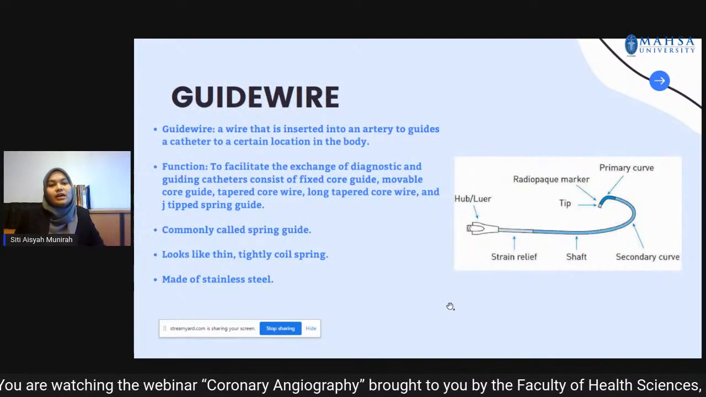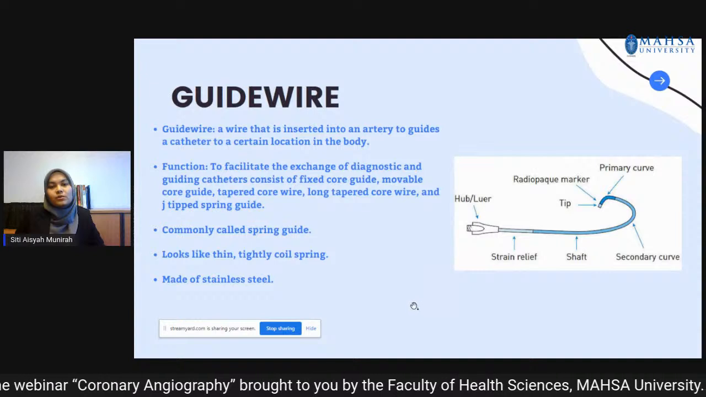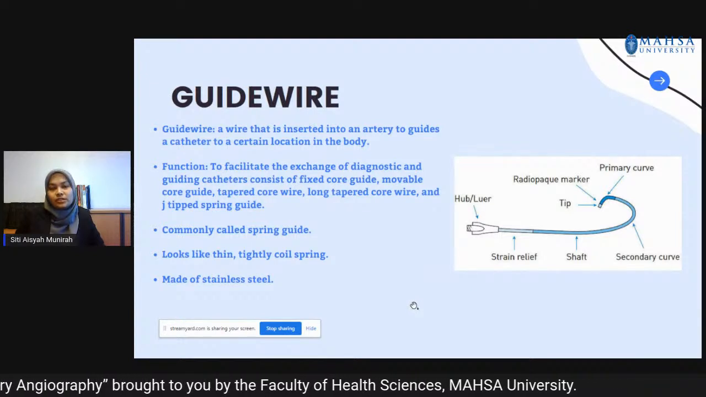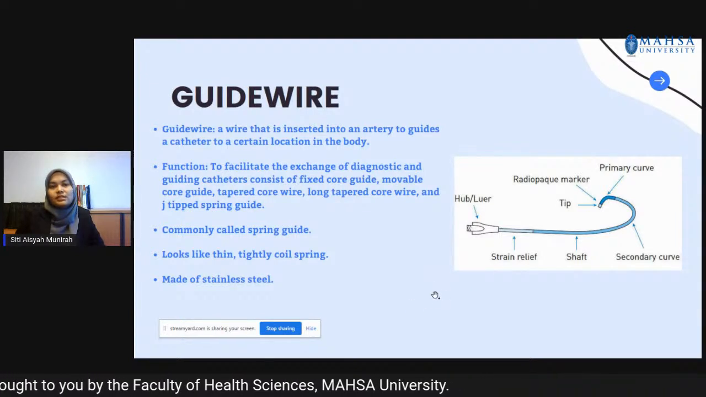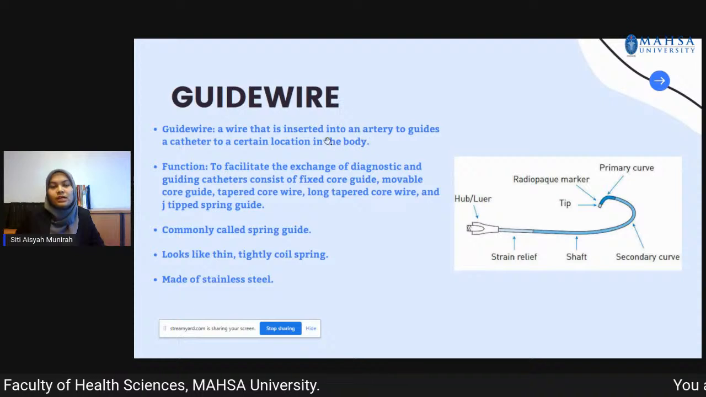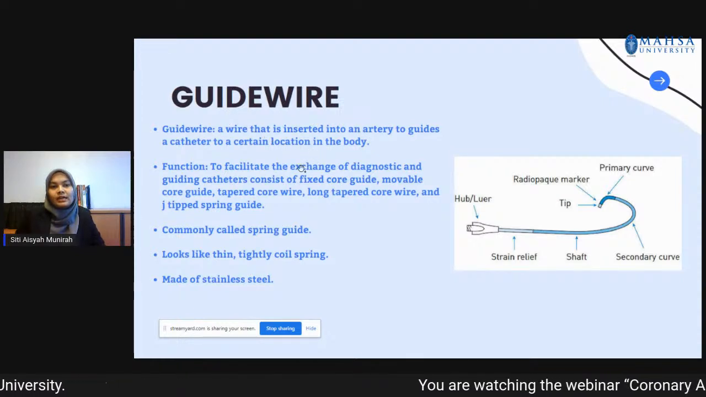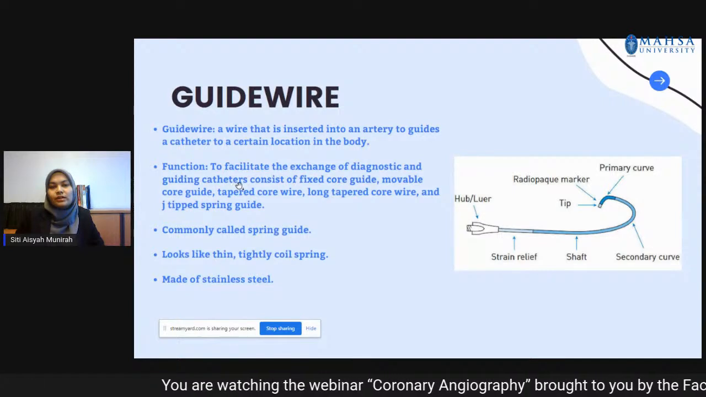Okay, next is the guide wire. A guide wire is a wire that is inserted into the artery to guide the catheter to a certain location in the body. As the name means, it provides guidance for the catheter, and it functions to facilitate the exchange of the diagnostic and guiding catheters.